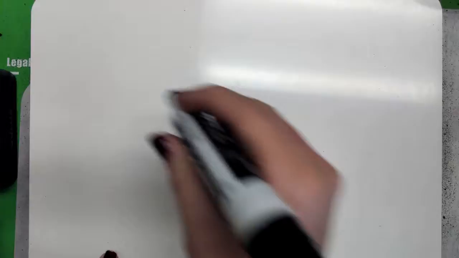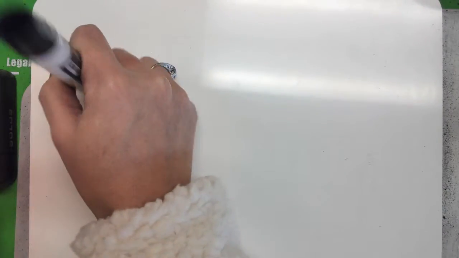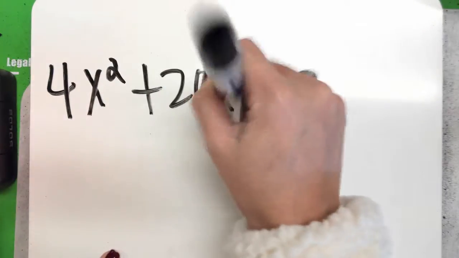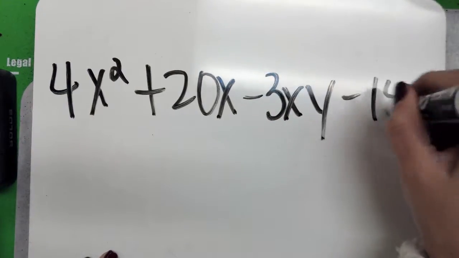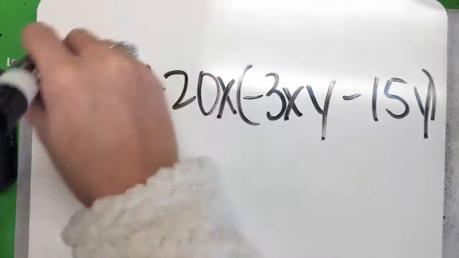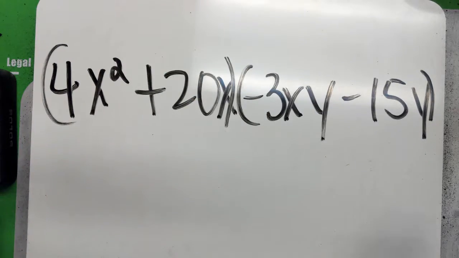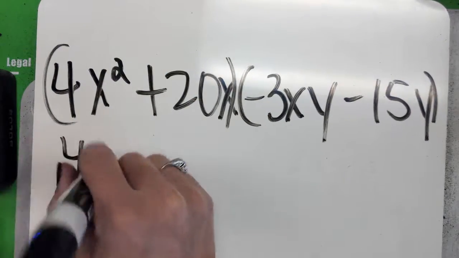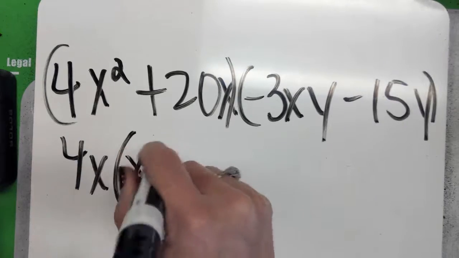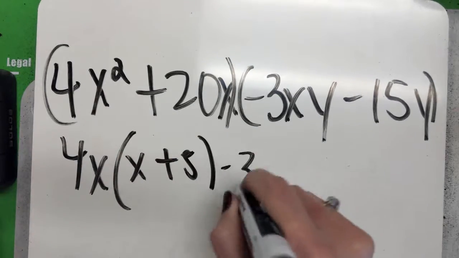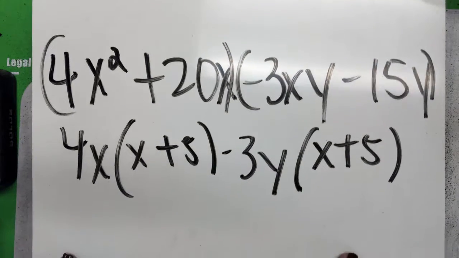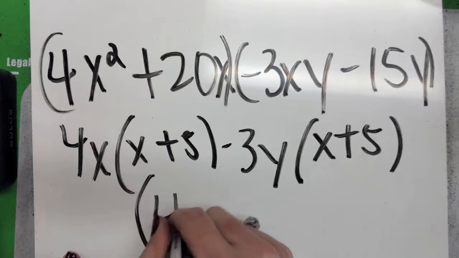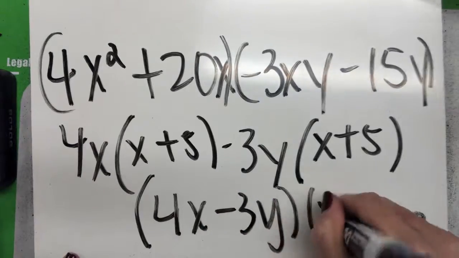Alright, last one, number 12. There's 4 terms, so you know you're going to have to factor by grouping. So that's what I'm going to do. Alright, this has 4 and an x in common. On the inside would be x plus 5. Here they have a negative 3y in common. Inside would be x plus 5. So final answer, 4x minus 3y and x plus 5.